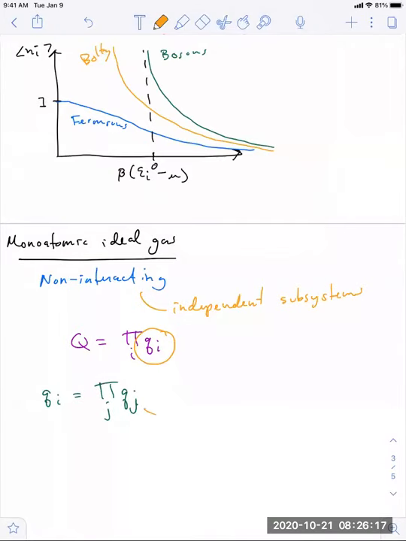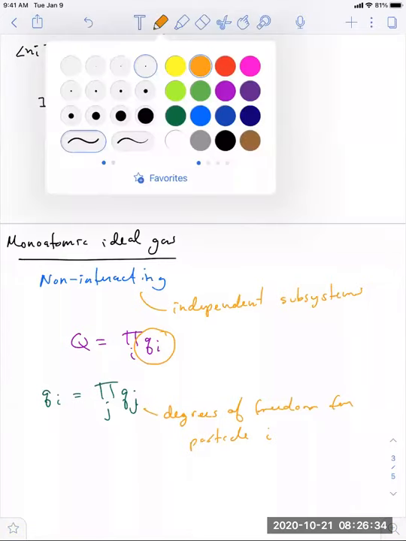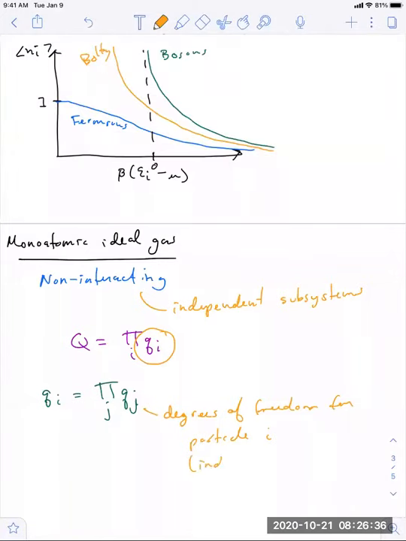So now j here is degrees of freedom for particle i. And importantly, these should be independent so that we can take their product and get back the single particle partition function.